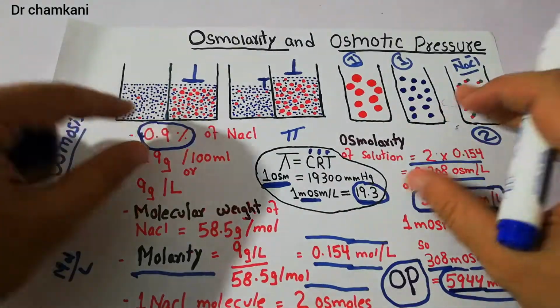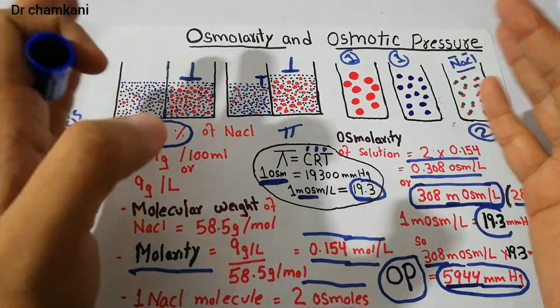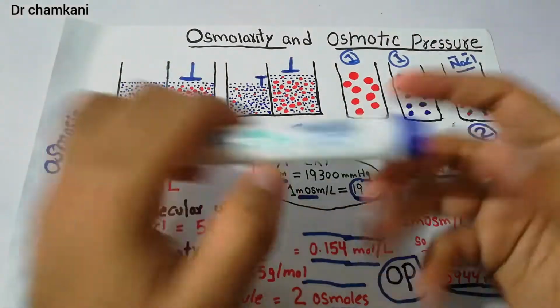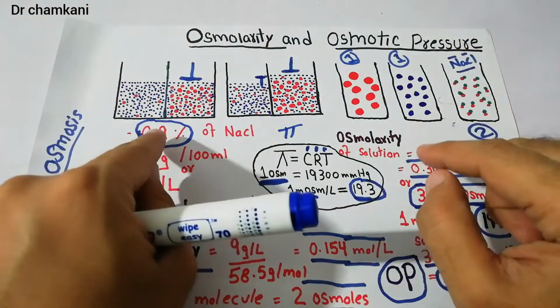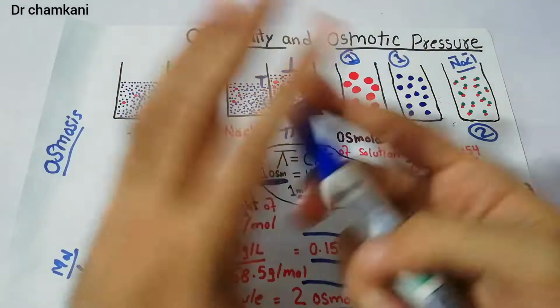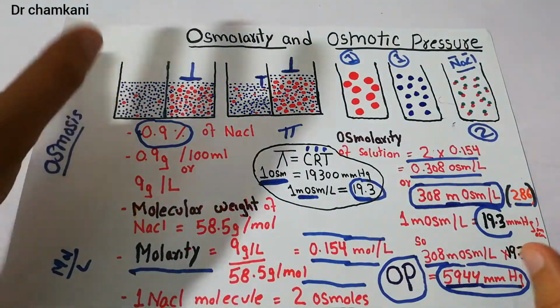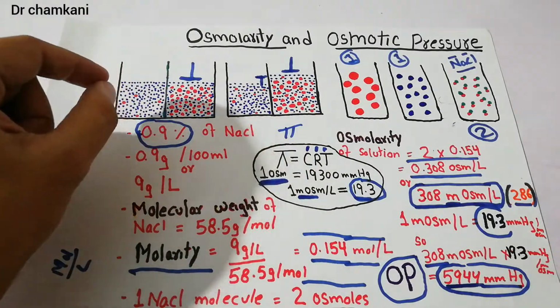Now, why are we taking 0.9% saline? This is because the normal body solutions are 0.9%. This is something we are going to discuss in detail, but 0.9% saline is very, very important because it is the normal osmolarity of the human body plasma.